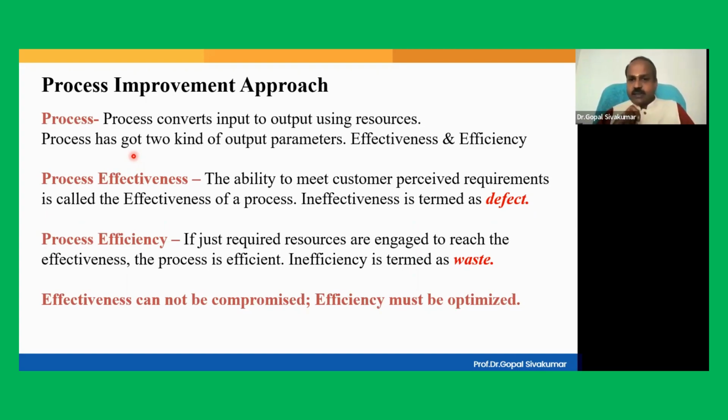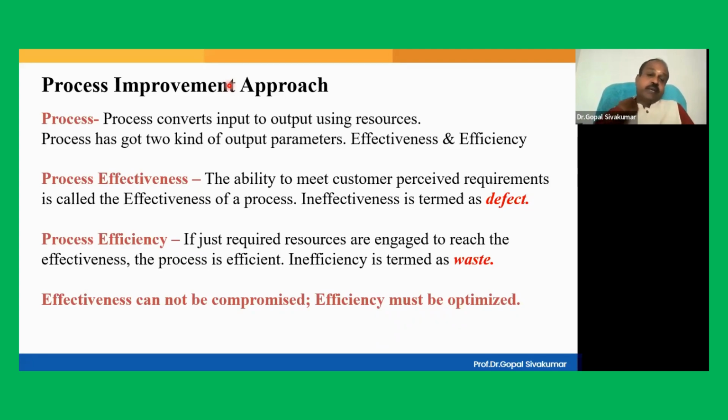Effectiveness means the ability of a process to produce defect-free output. Let us say you are running a process. You produced 100 units. Out of the 100 units, 90 units are accepted in the quality checking, but 10 units got rejected. What is the effectiveness now? Is it 100%? No. 90%. We want effectiveness close to 100%.